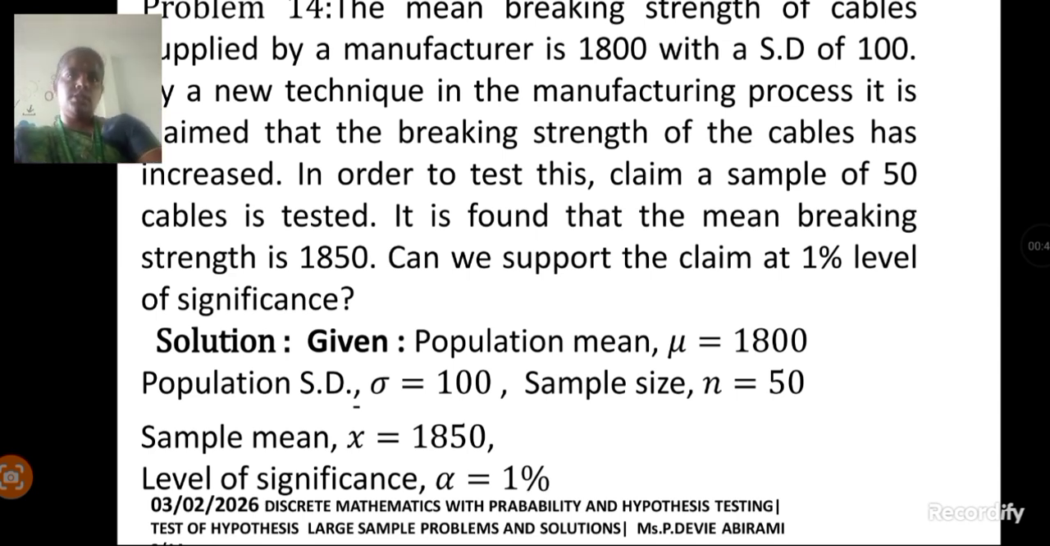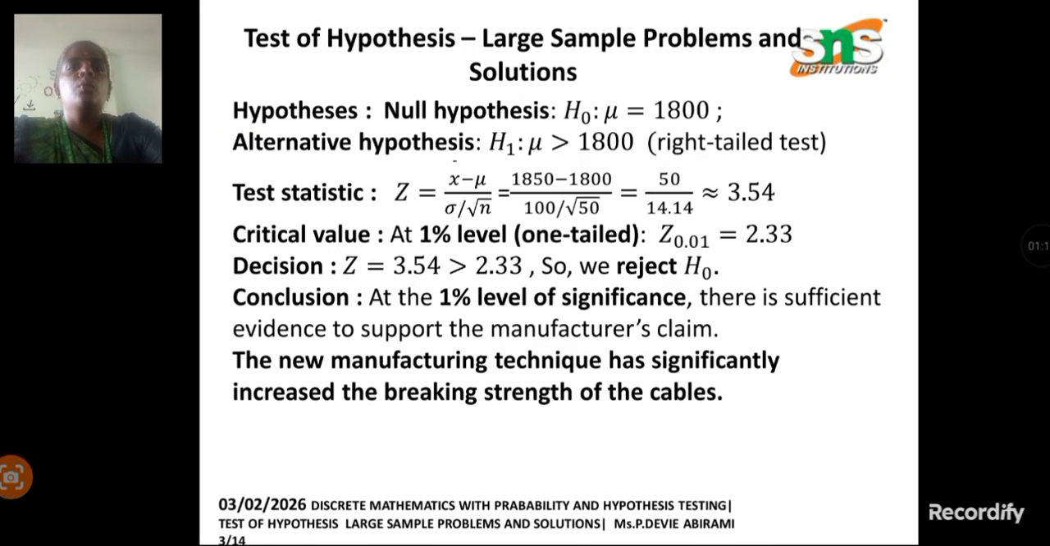This is a large sample because the sample size is 50, so it comes under the large sample. Now we are going to test the hypothesis. The level of significance is 1%, that is 0.01. The population mean mu they have given is 1800 and the sample mean they have mentioned is 1850 and the sample size is 50. Now I am going to solve this problem by using a hypothesis formula.